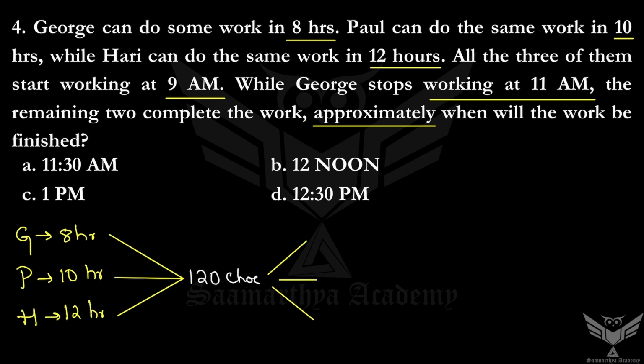So in 1 hour, how many chocolates he'll eat? 120 by 8. That is 15 chocolates he'll eat. Now Paul will take 10 hours to eat 120 chocolates. So in 1 hour, he'll eat 12 chocolates. Similarly, Hari 12 hours for eating 120 chocolates. Clearly, he'll eat 10 chocolates.